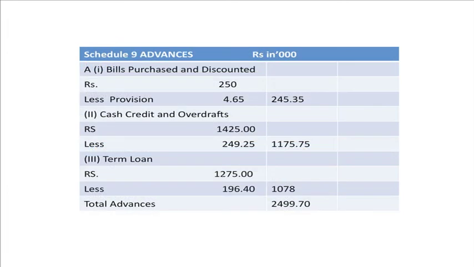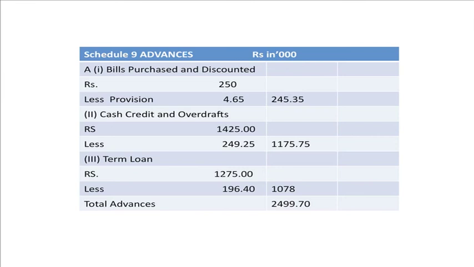Now coming to the most important schedule, that is advances. We have three sorts of advances: bills purchased and discounted, cash credit and overdraft, and term loans. Bills purchased and discounted, which were given in our question, were 250. We will reduce the provisions which are being given in our additional information against each line of advance. So, for bills purchased and discounted, we will deduct the provision of 4.65. Final value for bills purchased and discounted will come as 245.35.